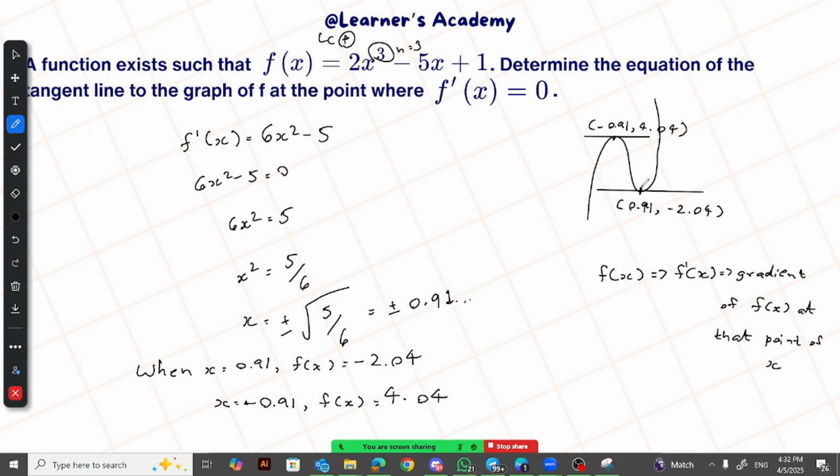So if we have to come up with the equation, we have to write it in the form y equals mx plus c. But because for this question we are asking for the tangent line where the gradient is 0, the mx part will be excluded, which will only result in y equals c. So in this case, we get two equations: y, or f of x, equal to negative 2.04, and f of x equal to 4.04. And these are the equations that they want from this question.